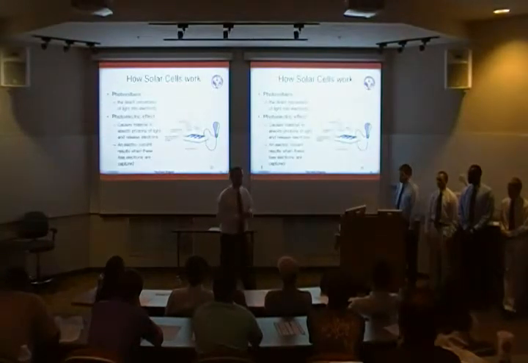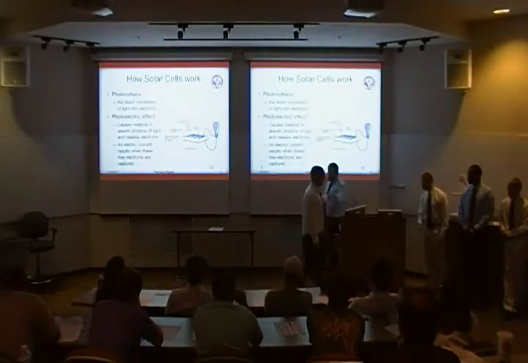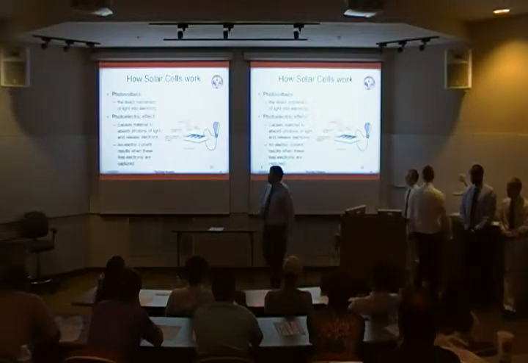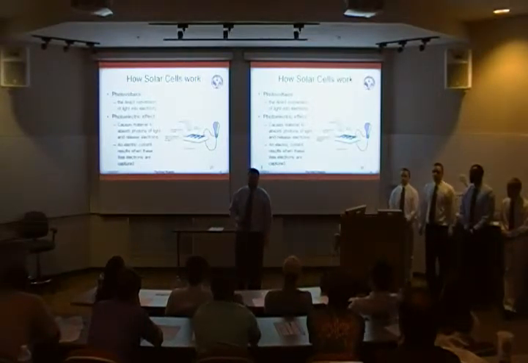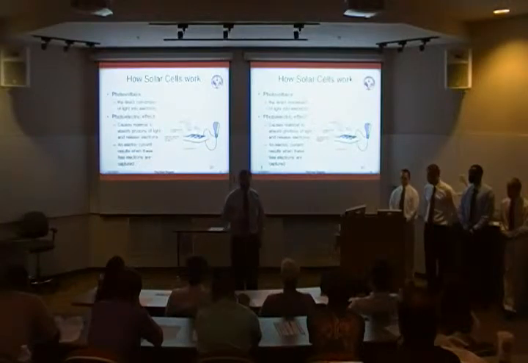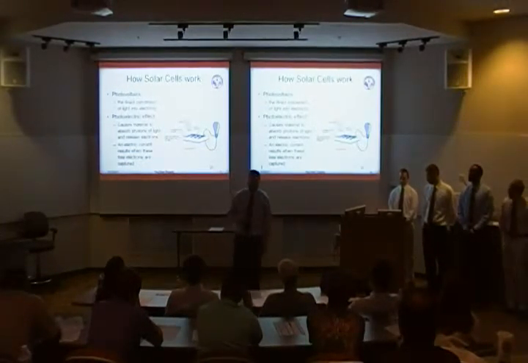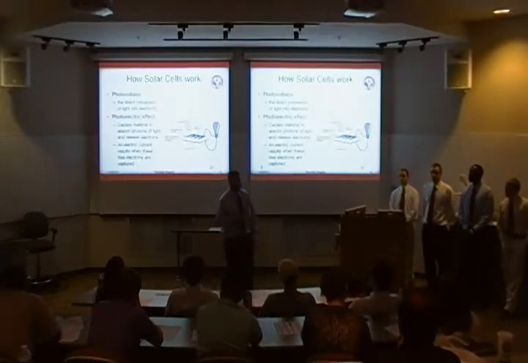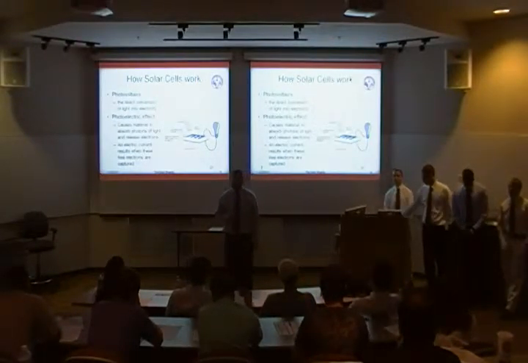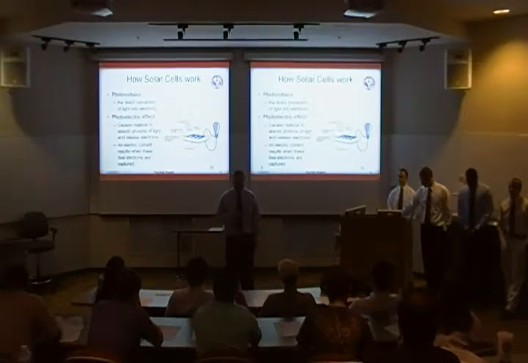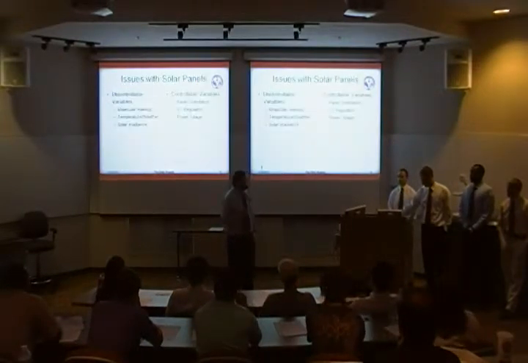And now I'll hand it off to Nathan Miller to give you some solar panel background. We're going to first start off with how solar cells work, also known as photovoltaic cells. Photovoltaics is the conversion of light into electricity. It uses a property known as the photoelectric effect, which causes the material to absorb photons of light and release electrons. When these electrons are captured, an electric current will result.